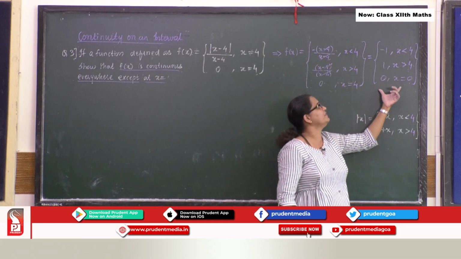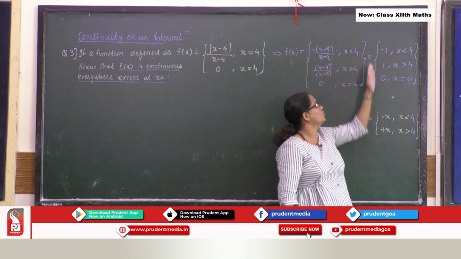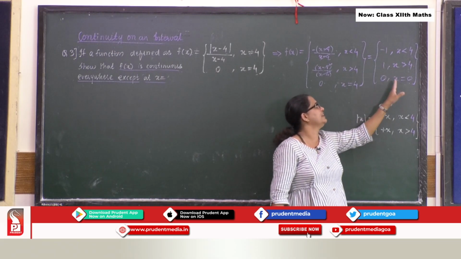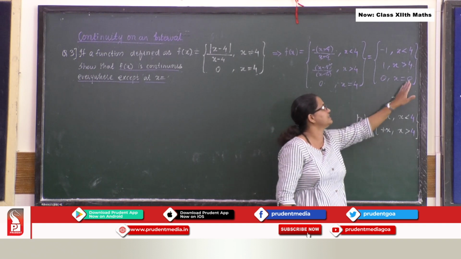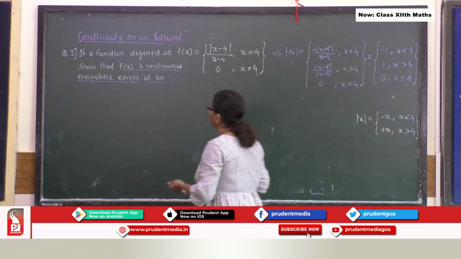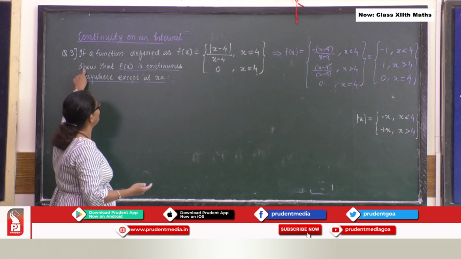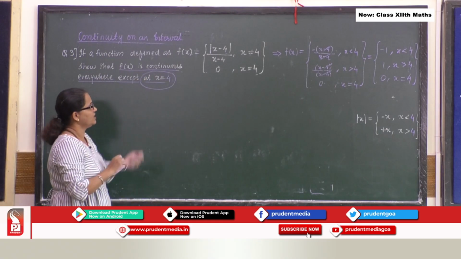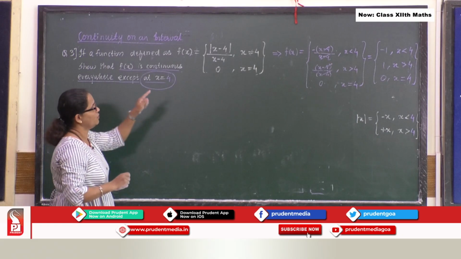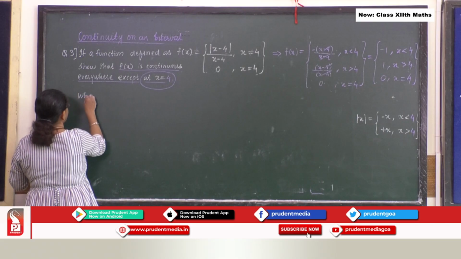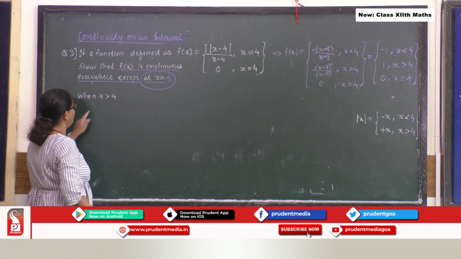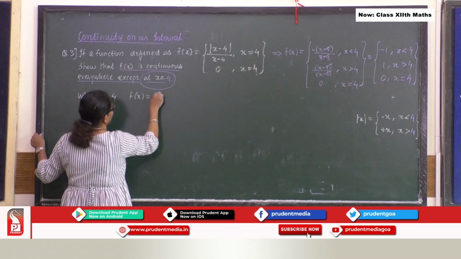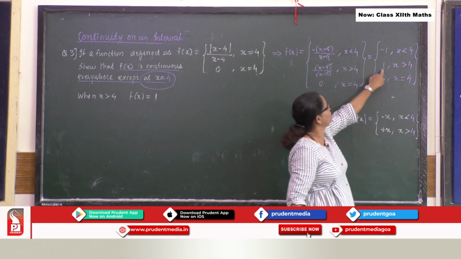So when you look at this simplified form, you don't have to do anything. With observation only, you can make out your left hand limit is not equal to your right hand limit, and it is also not equal to f of 4. Okay, so here we are asked to show that the function is continuous everywhere except x equal to 4, right? So we have to argue that when x is greater than 4, f of x equals 1.